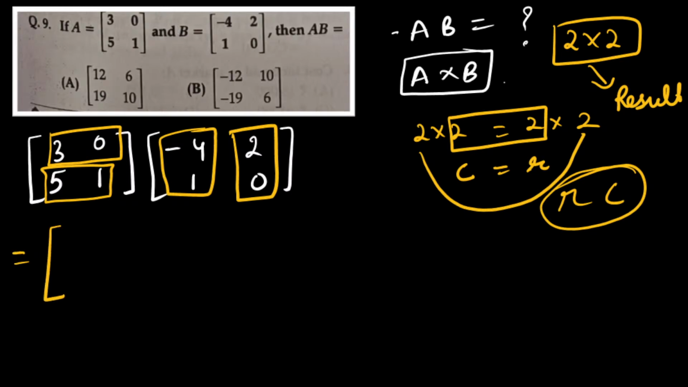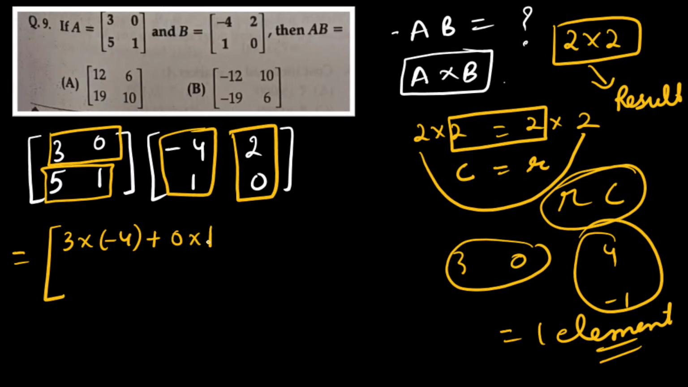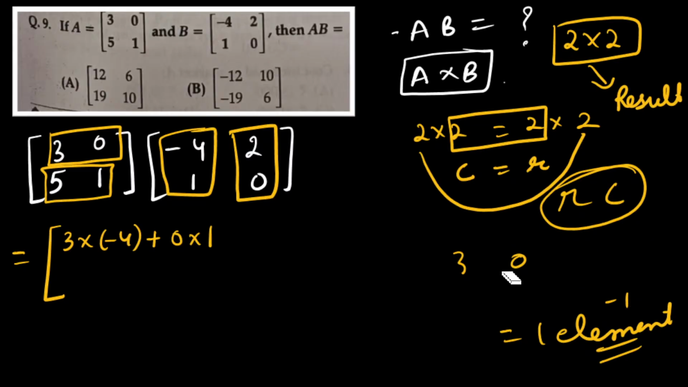See, one full row and one full column, that means 3 0 and 4 1, will give us only one element. Always remember, one full row and one full column always give us one element. How to do it? 3 into -4, plus first element into first element, then plus second into second, 0 into 1 we have to do. So 3 with 4 we multiplied, then plus 0 with 1 we multiplied.